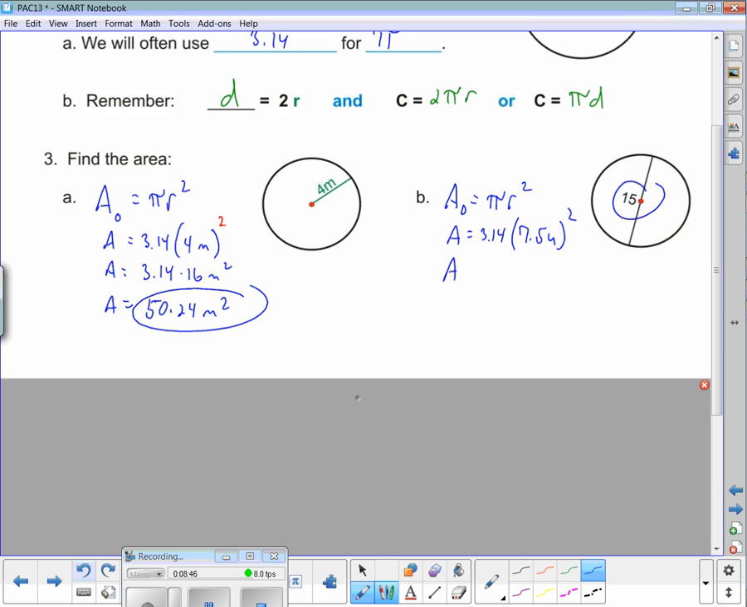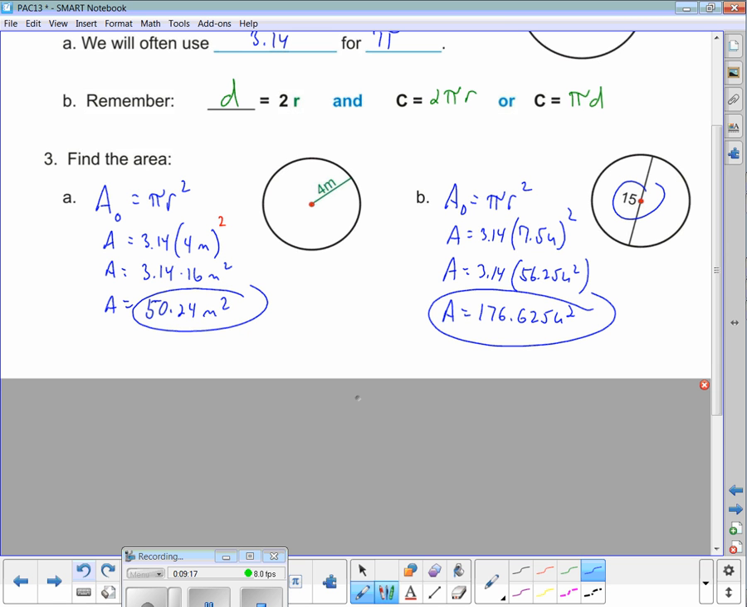So we're just going to punch that out. Can somebody tell me what 7.5 squared is? Kirsten? 56.25 units squared. And now I can multiply that times 3.14. And Kirsten, what'd you get for a final answer? 176.625. Anybody concur? All right, 176.625. And again, it ended in 3, so we might as well end it in 3.